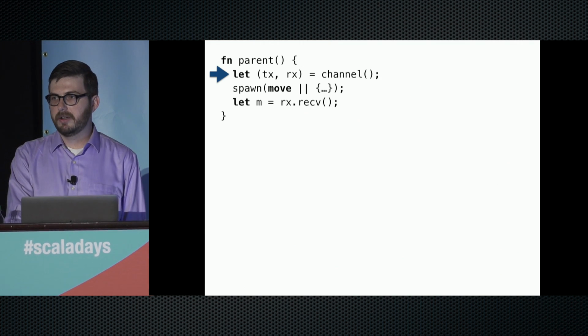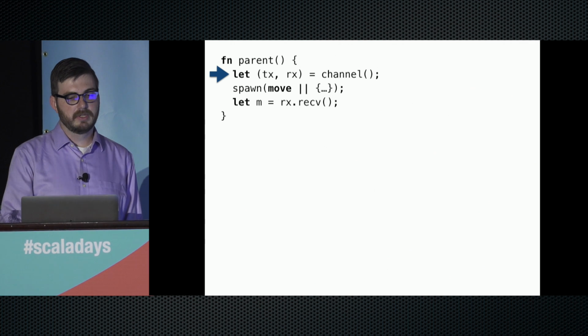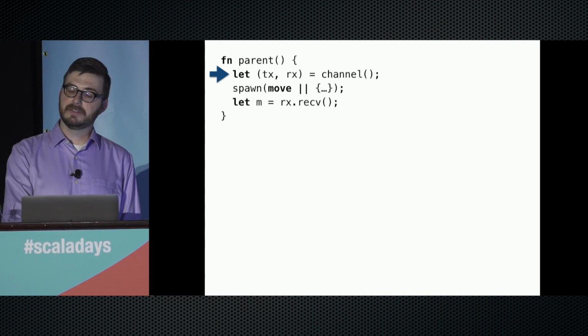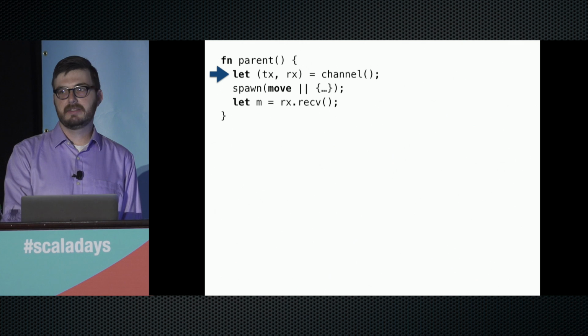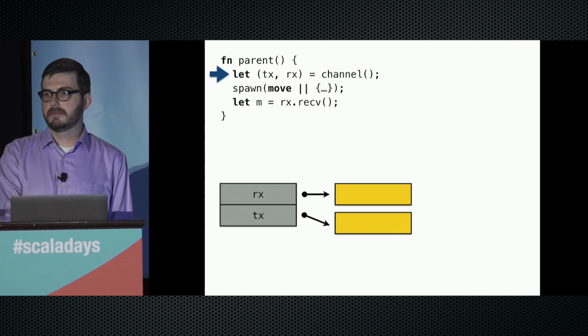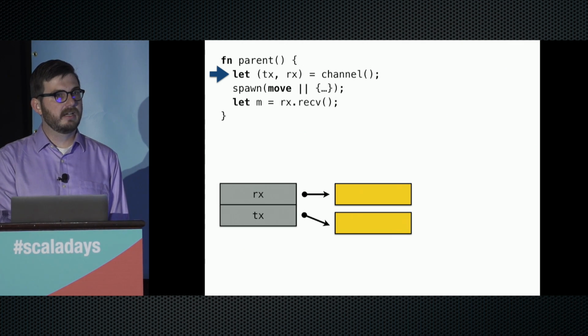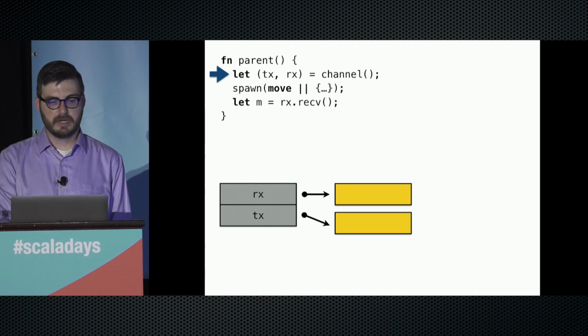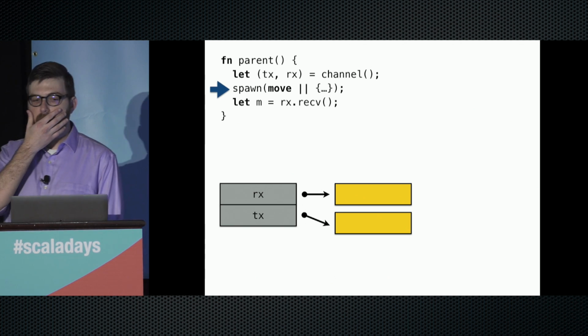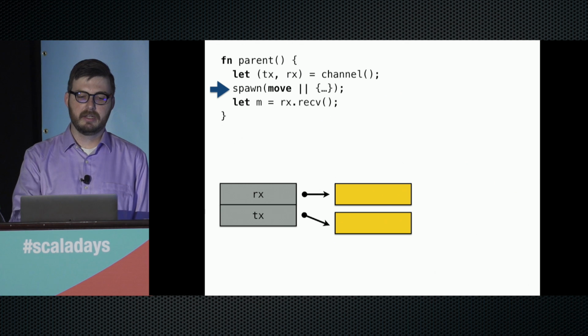So we have a parent thread. It creates a channel. That channel has two ends, a transmit end and a receive end. Now we've got those allocated on the stack. They point to some buffers on the heap. Great. Now, we're going to spawn a child thread.